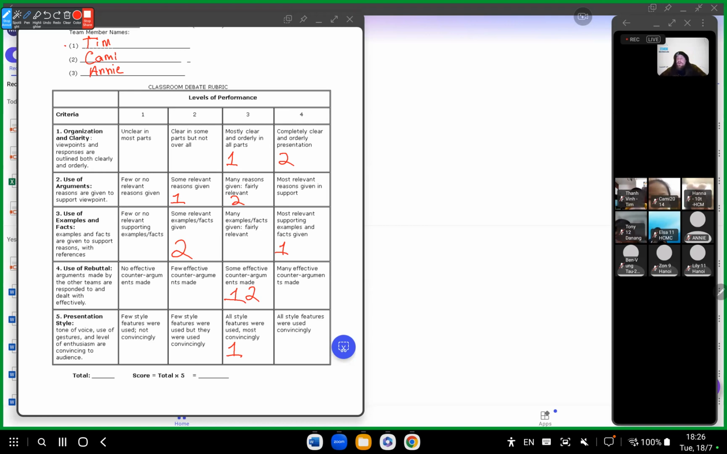And overall, Cami's presentation style, she was very confident, had good positive body language. She was nice and loud so everyone could hear her. I'm going to give her 4 points.